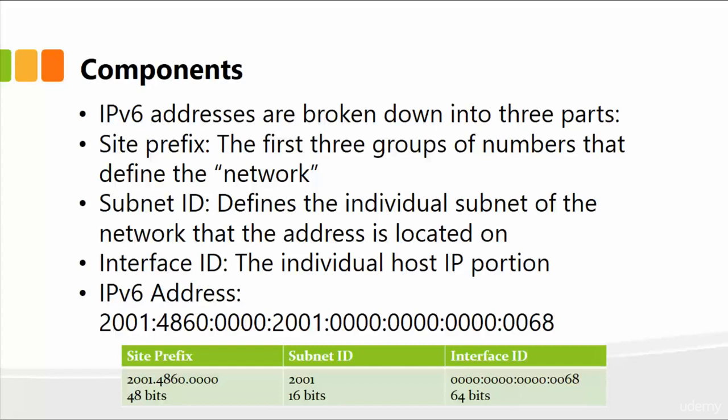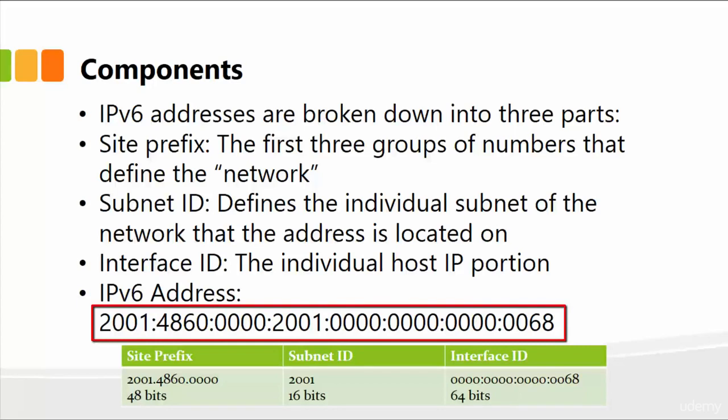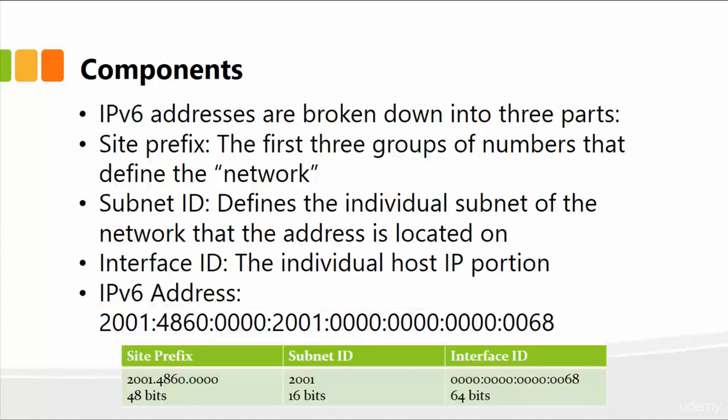So the IPv6 address looks something like this. It'll have the site prefix first, and then the subnet ID, and then the interface ID itself. So it's a fairly long address, and the reason is the sheer growth of the internet and the number of computers and hosts on the internet.